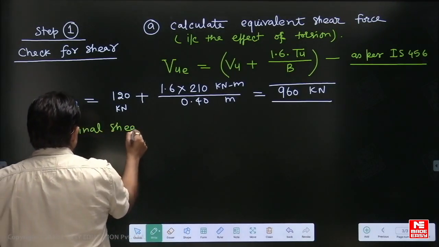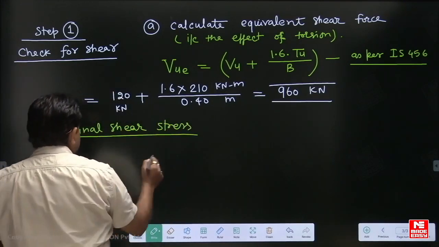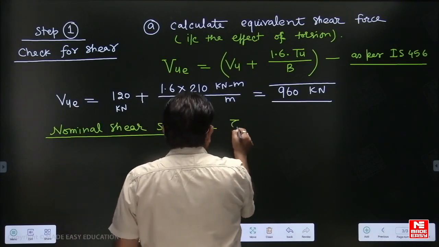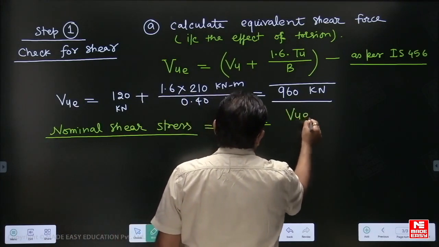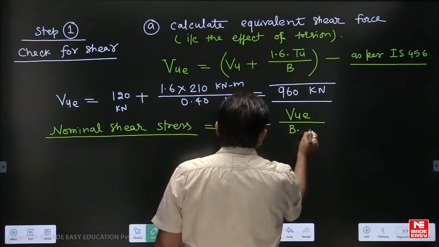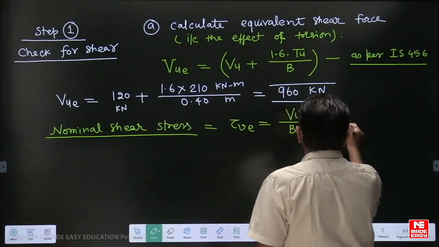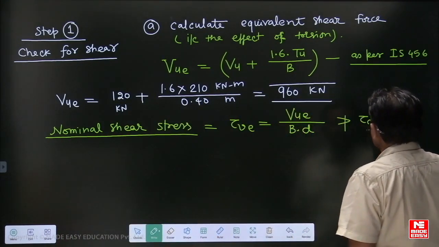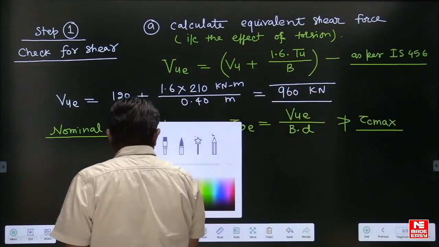Nominal shear stress formula you know as per Indian Standard Code. All these are empirical formulas, you can say. This is called tau V equivalent, that is equal to VU equivalent divided by B into D. So let's calculate this value, and this value obviously should not be more than tau C max. It should not be more than this. So now let's calculate it.